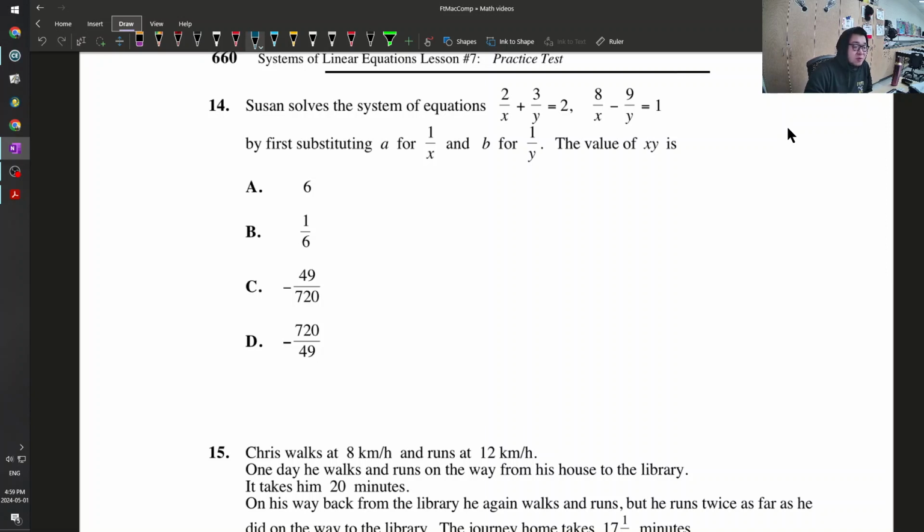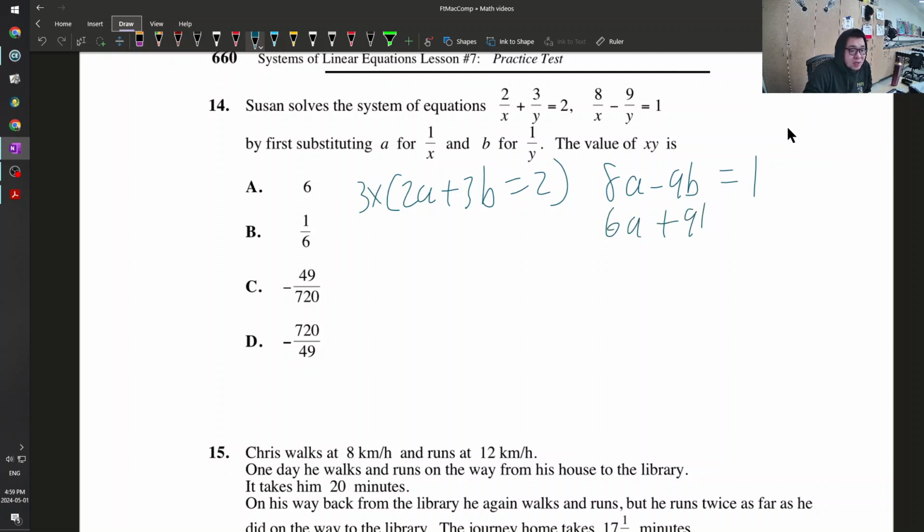A is equal to 1 over x, that means 2 over x will be 2a plus 3b is equal to 2. And then what is the second one? 8a minus 9b is equal to 1. Let's multiply the first one by 3 and then write it on the bottom here. So we get 6a plus 9b is equal to 6. Right? Yeah. We're going to add these two together. 8a plus 6a is 14a. These two cancel out. 1 plus 6 is 7. Therefore, a is equal to 1/2.